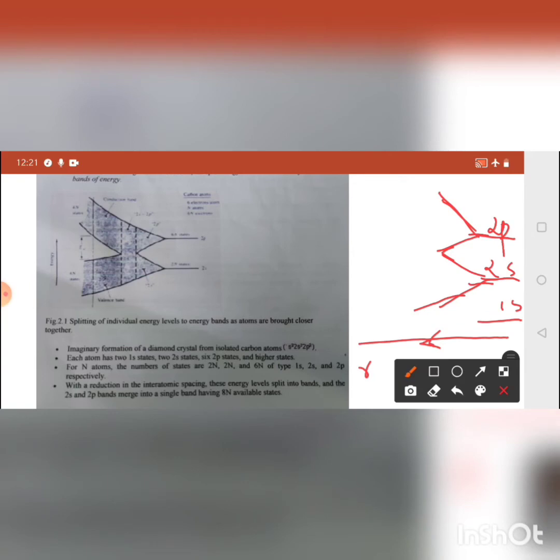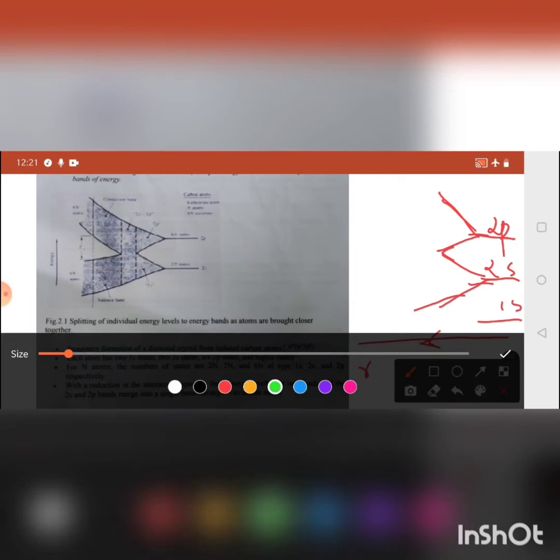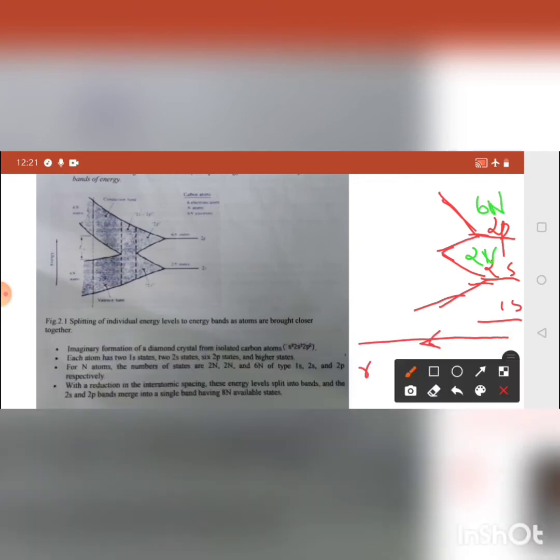So as I told, in 2s there will be 2n available states, and in 2p we have 6n available states. As the interatomic space decreases, these two bands split into bands of energy and merge. 2s and 2p merge, and here we have 8n electron states. So these 8n electrons can occupy the band now.